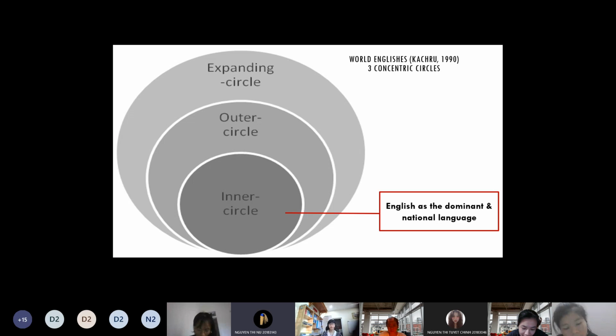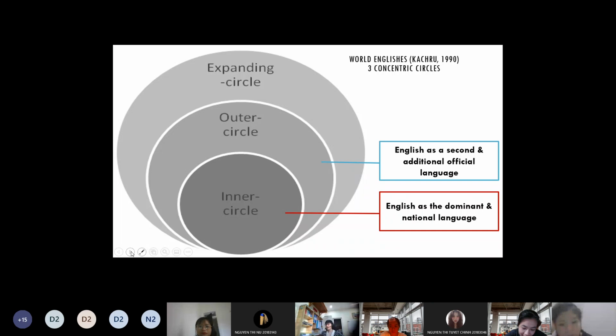English is spoken as a second language. Okay. So in those countries, English is used as a second additional official language, so it has the status of an official language in the country. And we may have the Philippines, we may have Singapore, India, Malaysia, and some more.